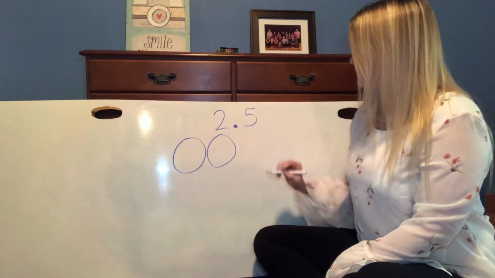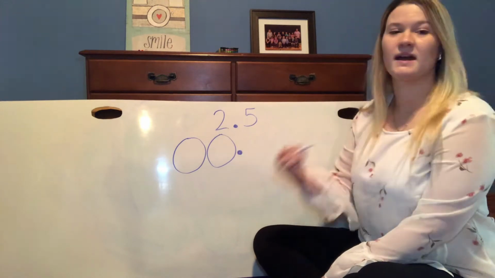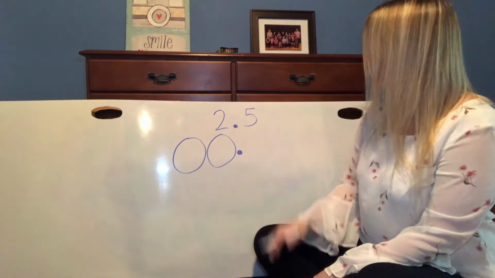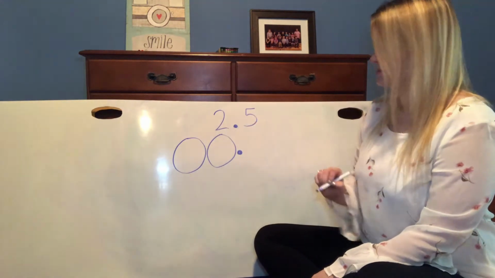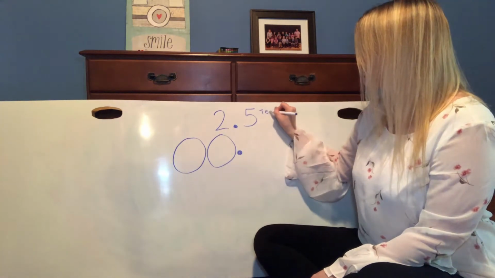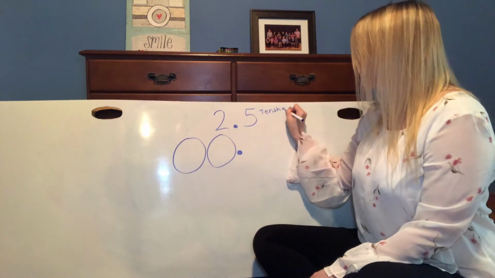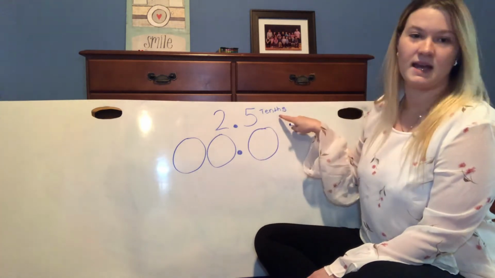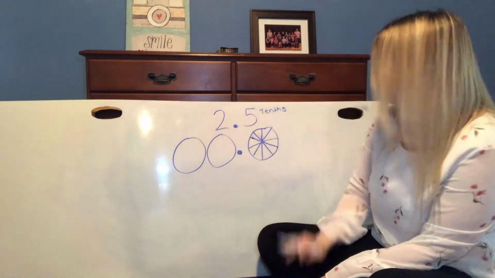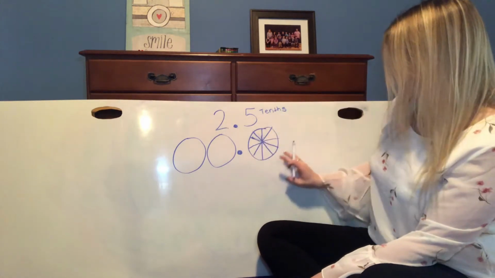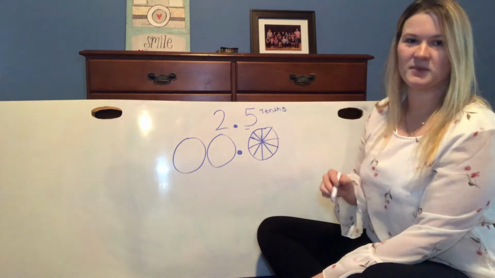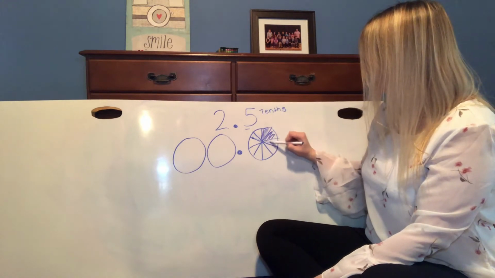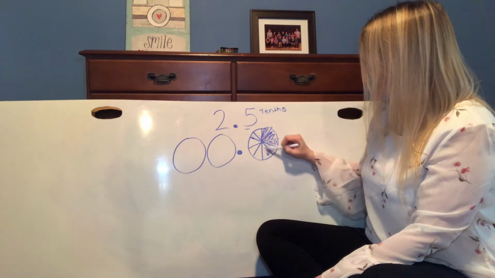Now we have the decimal place. That means that what comes next aren't whole numbers. They're not whole pieces. They've been broken up and some of the pieces are missing. We see that we've got one number after the decimal place, which means we are in the tenths, which means that this pizza has been broken into 10 pieces. Okay, so my pizza has been broken into 10 pieces, and I know that I have 5 of them because I have 5 tenths. So I'll go ahead and color that in. 1, 2, 3, 4, 5.